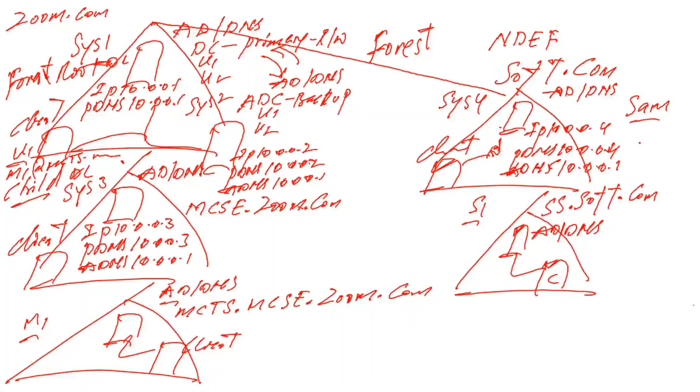Now tell me, this Sam account is available only in soft.com Active Directory, but not available in zoom.com. But can this Sam log into any domain in my forest or not? Yes, you have to check it, right?